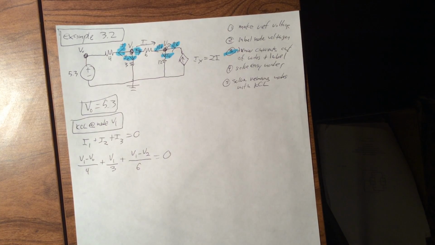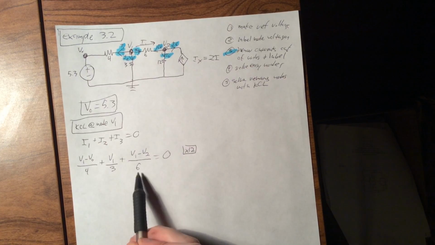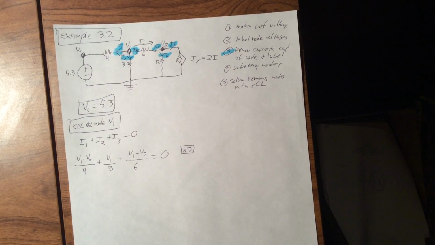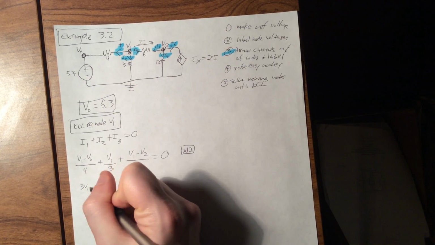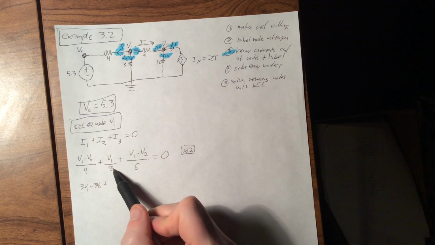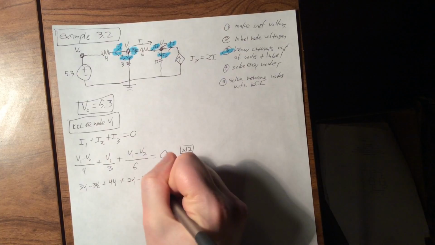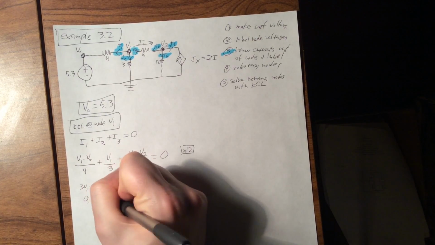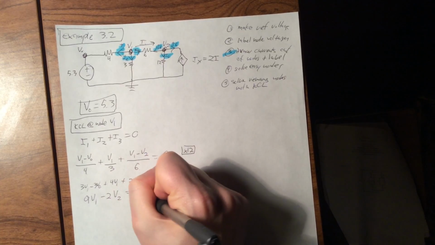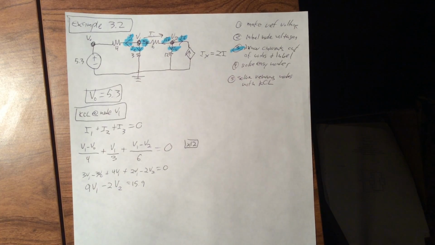So if we multiply this by, what is the least common factor? 12, I think. Multiply by 12, it looks like it. That's 2 and 2, that's 3, that's 3 and 2, so 12, yeah. So if we do that, we're going to get 12 divided by 4 equals 3: 3V1 minus 3V0 plus 12 divided by 3 equals 4V1 plus 12 divided by 6 equals 2V1 minus 2V2 equals 0. We're going to simplify that out to 9V1 minus 2V2 equals 15.9. Good. That looks good to me, because 5.3 times 3, 9. Yep, we're good. That makes a lot of sense to me.